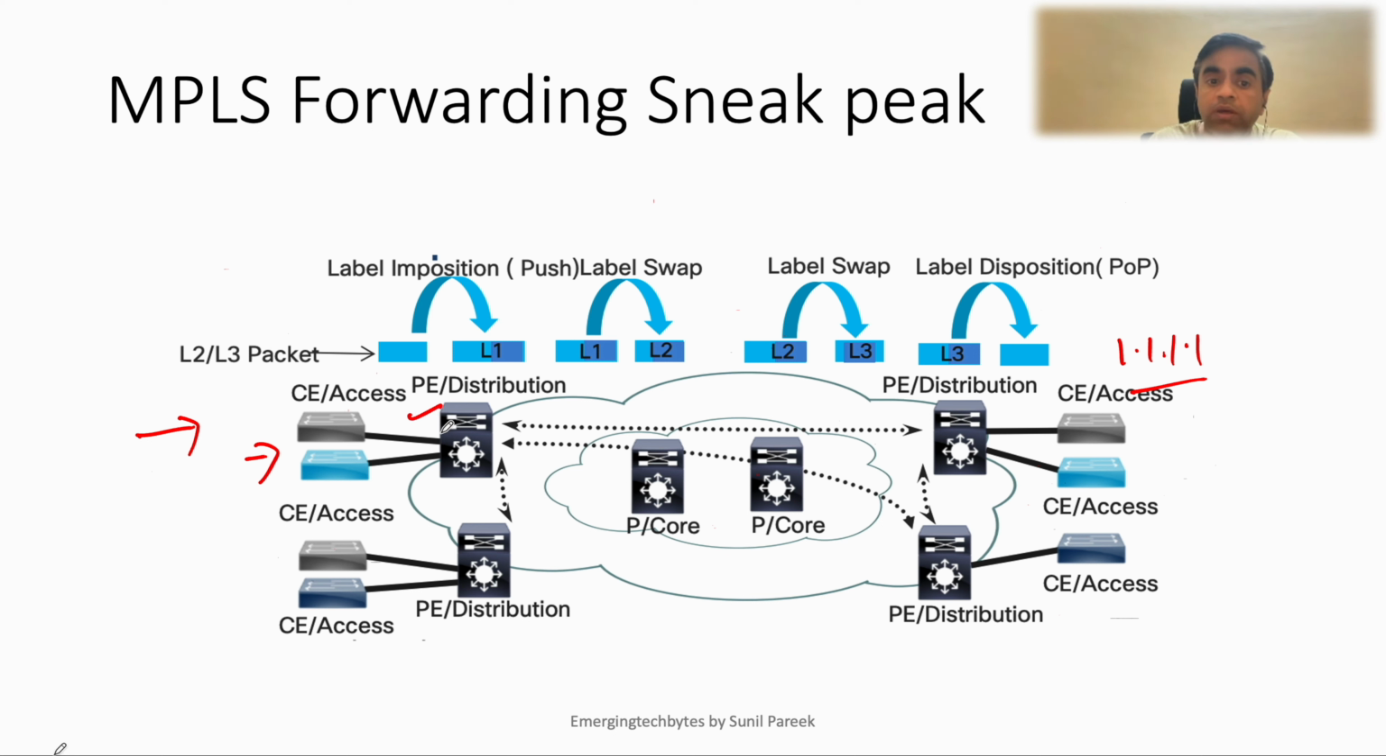So here, this node, by looking at that the core network is enabled with MPLS, will push this label L1 on the packet and send it here. This node will simply look at an incoming label, which is L1, and swap it with the outgoing label, which is L2, and forward it in this direction.